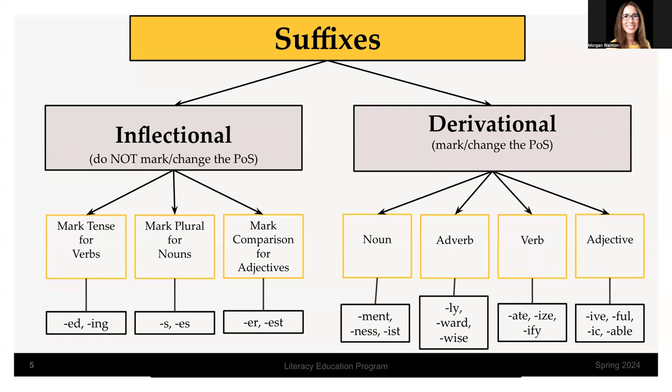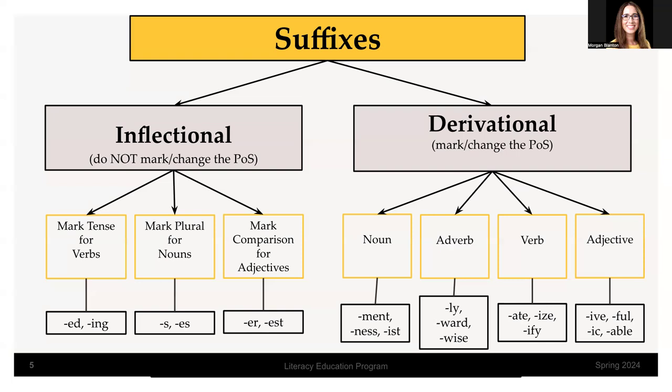Inflectional suffixes do not mark or change the part of speech. So, for example, when you add ed or ing to the end of a word, it's marking the tense, but it remains a verb. Same for nouns. When you add s or es to make them plural, they remain nouns, but it's just the plural version of it. And then the last one for adjectives, when you add er or est, they remain adjectives, but you're now indicating that you're comparing two or more things.